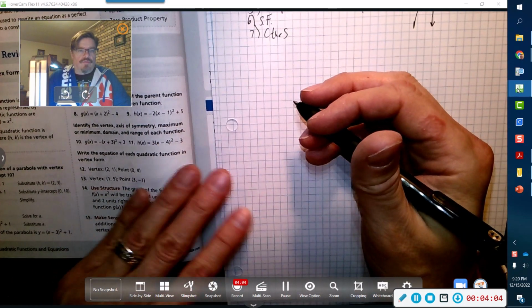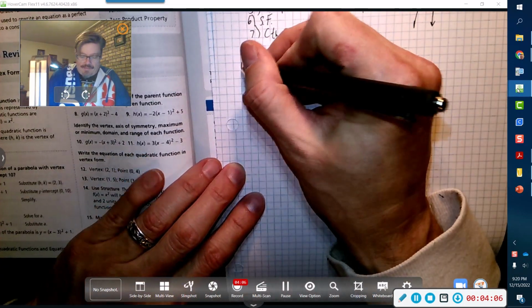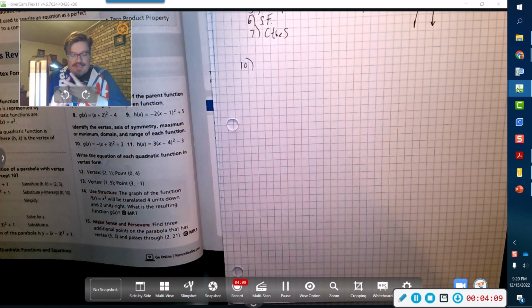Alright, so now we're moving to 10. Number 10 is identify the vertex, axis of symmetry, maximum or minimum, domain, and range of each function.